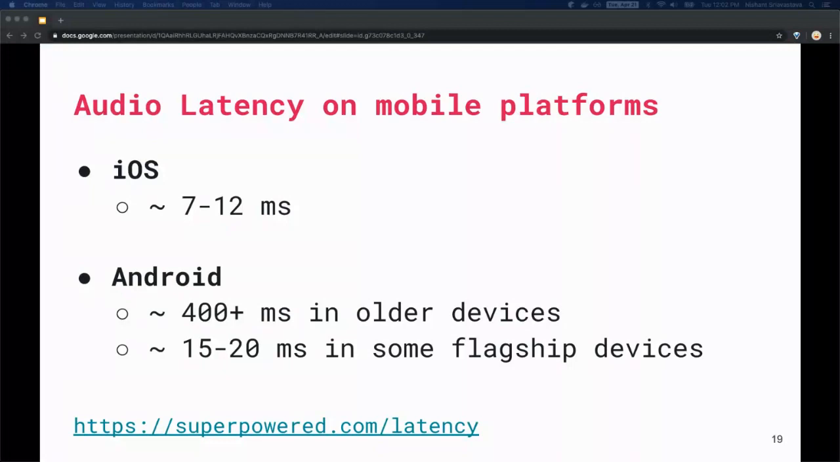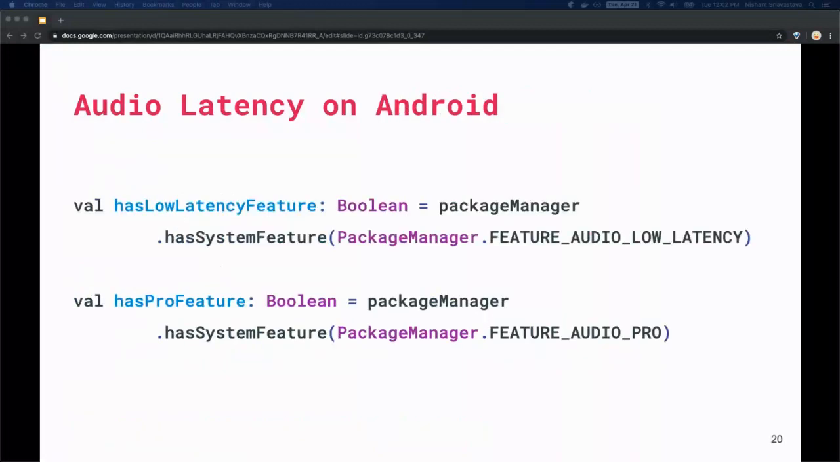To get an idea if a device supports a certain kind of functionality for low latency, or pro audio as we call it, we do have functionality in the JVM, through the Android SDK. The way you do that is you ask the package manager for the system features that it supports, and this is basically set by the AOSP and the OEMs. It will tell you, oh, this device supports the pro feature, and it supports low latency.